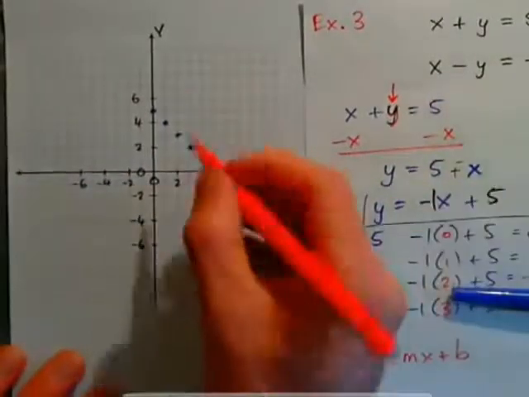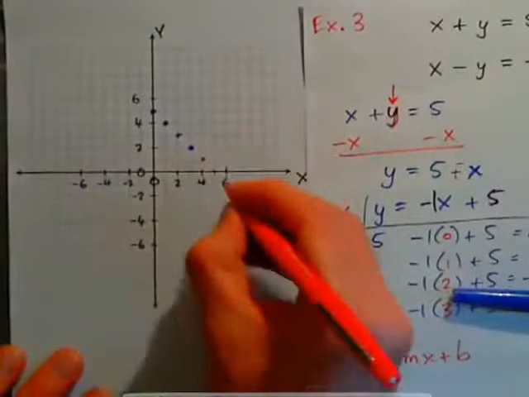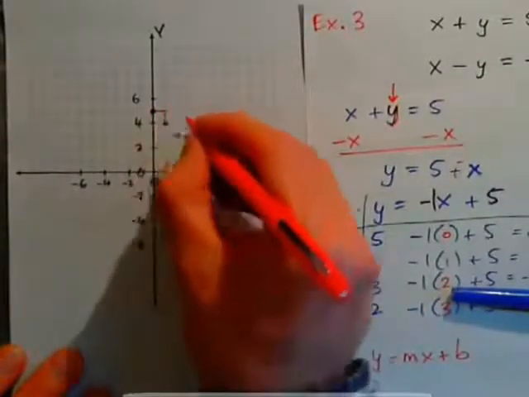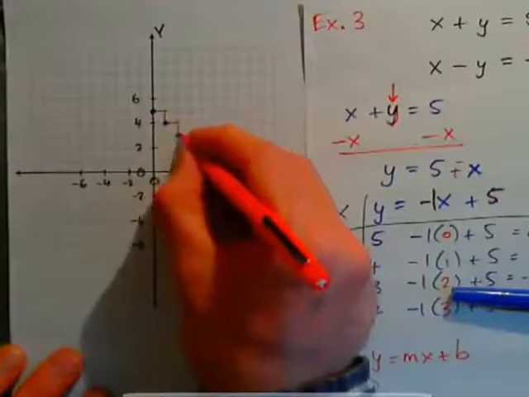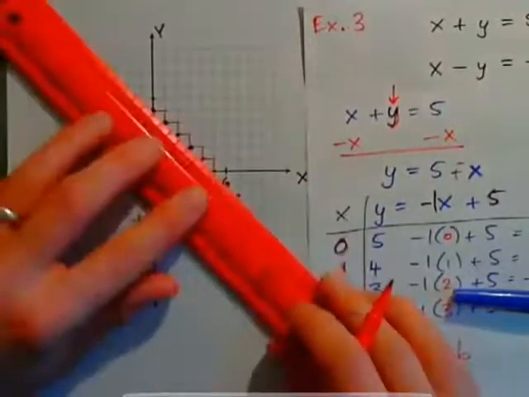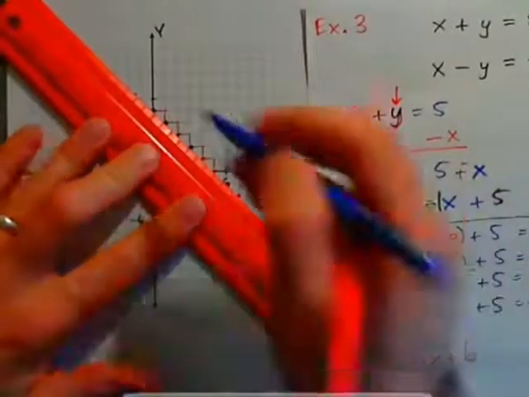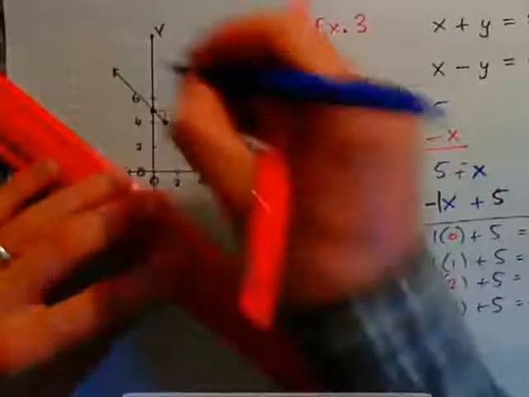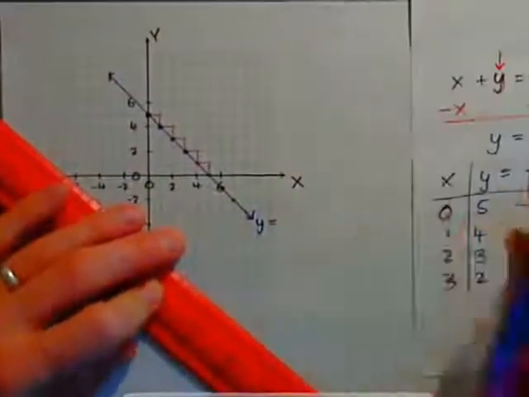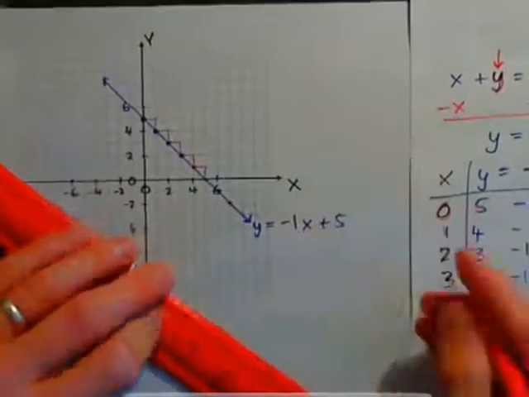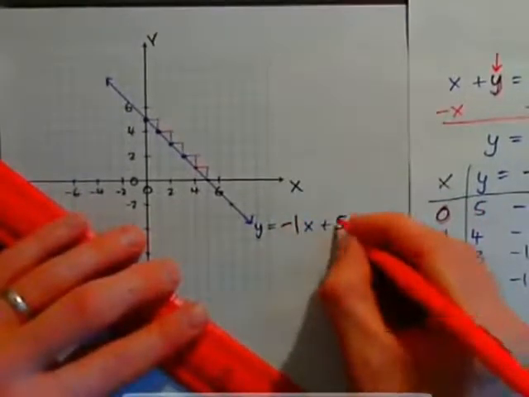And obviously the points should also keep going in the same direction. In other words, run 1, rise negative 1. Over 1, down 1, over 1, down 1, over 1, down 1, over 1, down 1. Okay? And then we should draw a line through the points like this. And this line should be called y equals, and I found negative 1x plus 5. And you should give the slope and the y-intercept of the line.